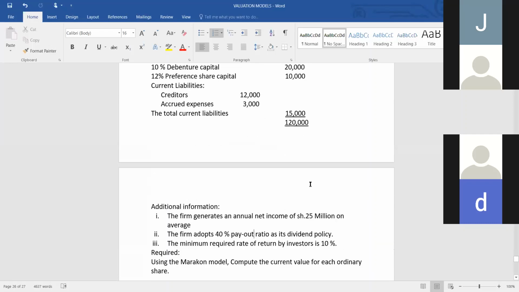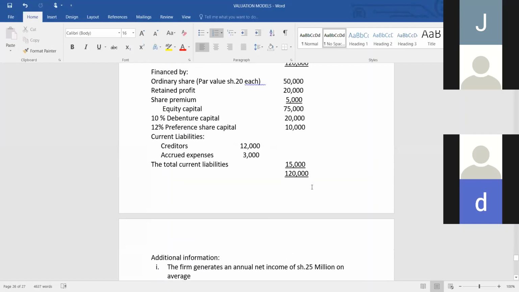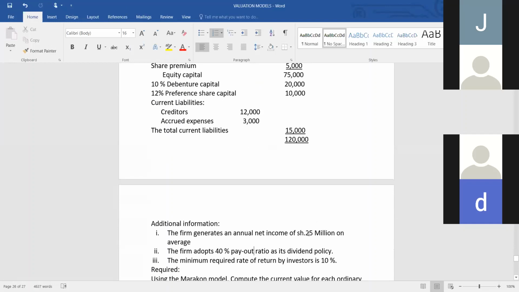Suppose I wanted it to be divisible into a whole number. What would I use here? 15. Suppose this is 15. 15 divided by 75 is 0.2, which is 20%. So let me work with 15, to avoid a lot of decimal points. So how much is the return on equity? 20.